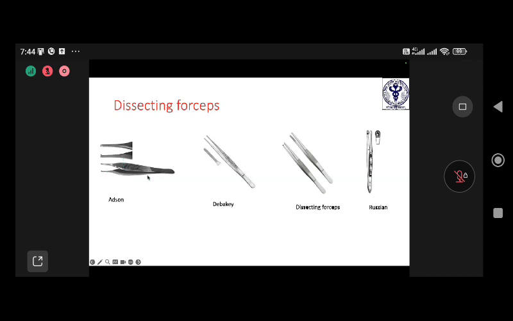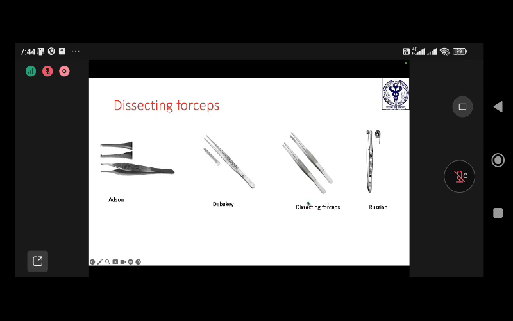This is for the finer work or the superficial work, particularly for plastic surgical purposes. And also you have the vascular or DeBakey forceps, which will be used for holding the vessel or any serosa or any fine or delicate edge.